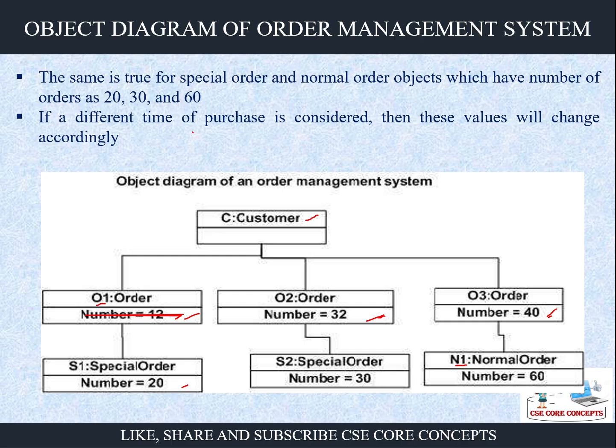If a different time of purchase is considered, if I am taking a snapshot in the evening, let's say, then some customer might have placed an order whose order number might be 50 and it is a special order having value 25. Okay, so the values will not remain stagnant, but the structure of the class and the relationship will remain stagnant all throughout.